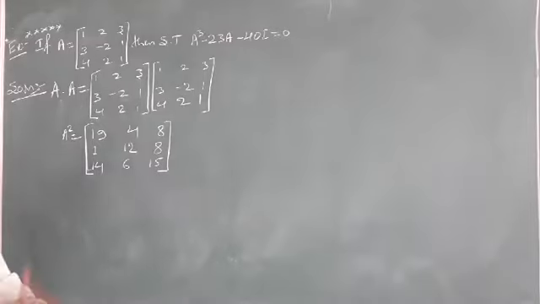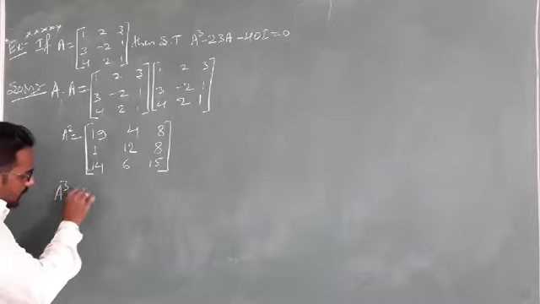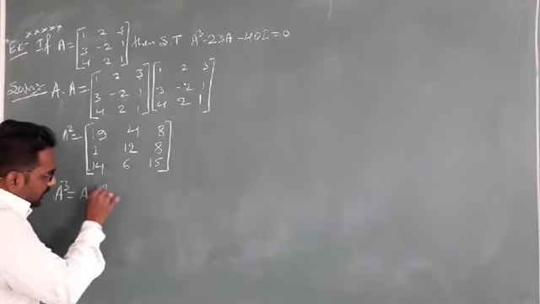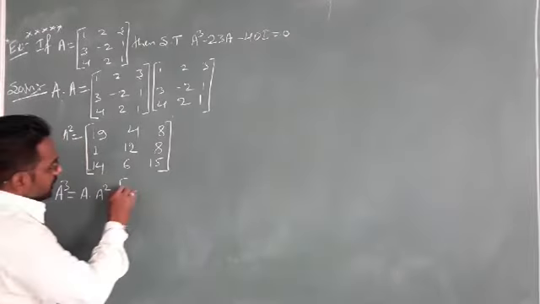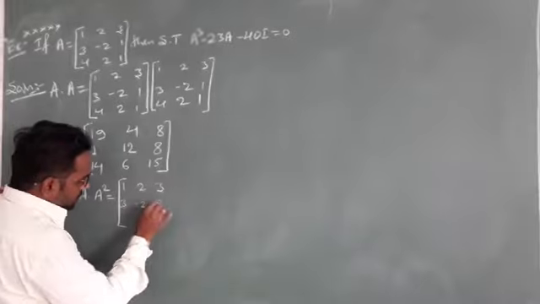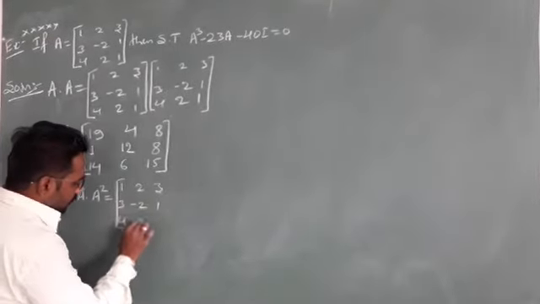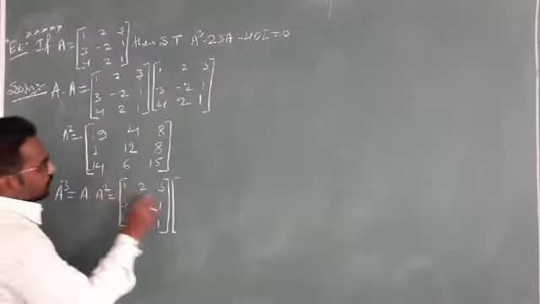Okay, you got the A square value. So what is A cube? A cube equals A into A square. What is A here? The given matrix: 1, 2, 3; 3, minus 2, 1; 4, 2, 1. What is the A square value? 19, 4, 8.